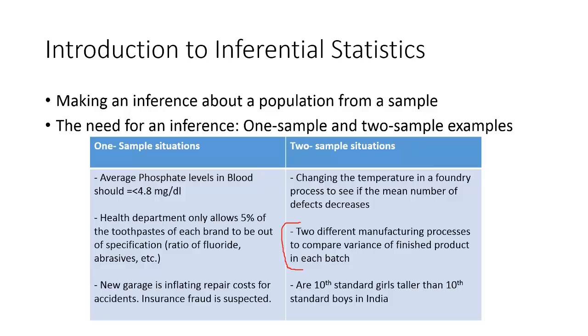Another example you can think of, and the next example is one where I wanted to emphasize variation rather than just the mean. Let's say you have 2 different manufacturing processes, and you want to compare their variance of the finished product in each batch. So you have manufacturing process A, manufacturing process B, and they make batches of finished product, and within each batch there's some amount of variance of each product.